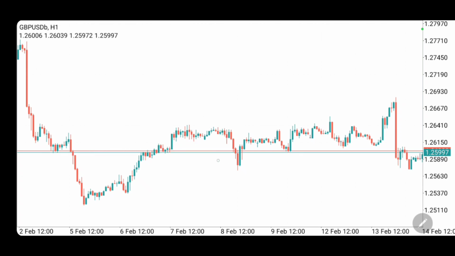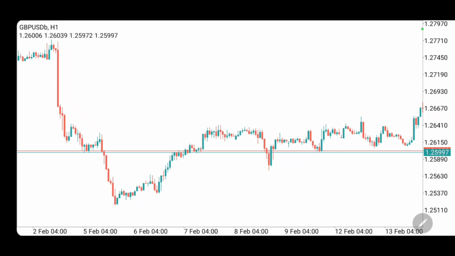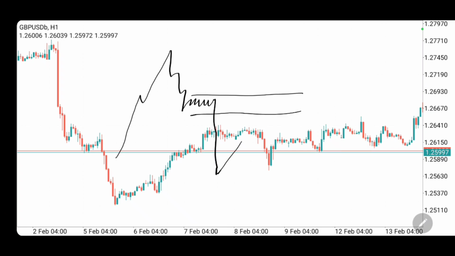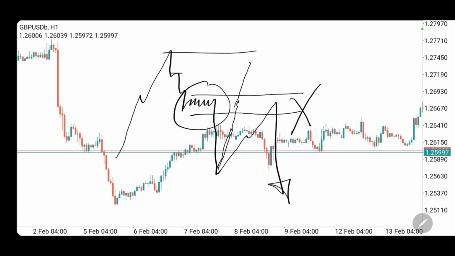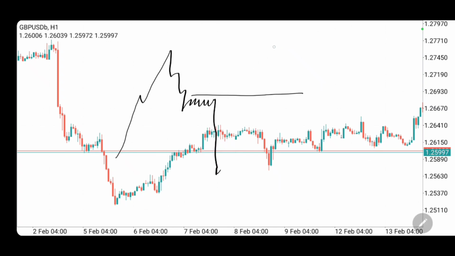For the supply scenario, you have something like this. You have a zone like this. So you avoid taking trades from here. Most times this would not work. So what you do is that the market will come and take here as a liquidity and mitigate this particular zone and sell from here. All right, so this is what will actually happen.